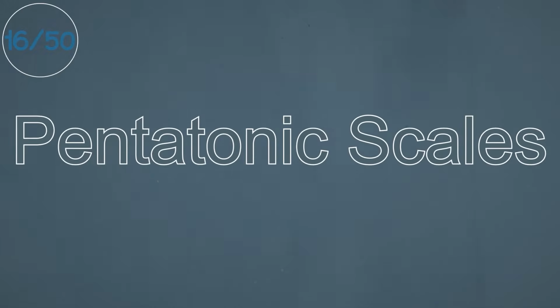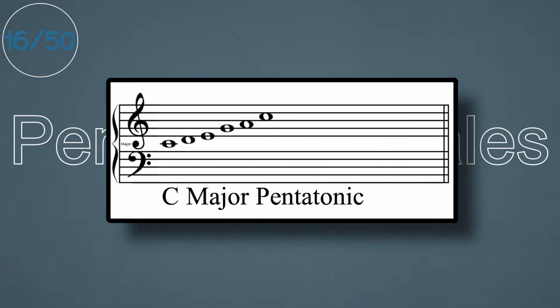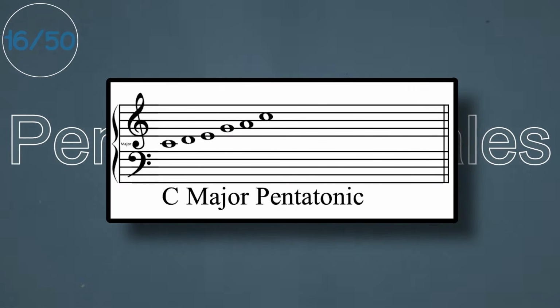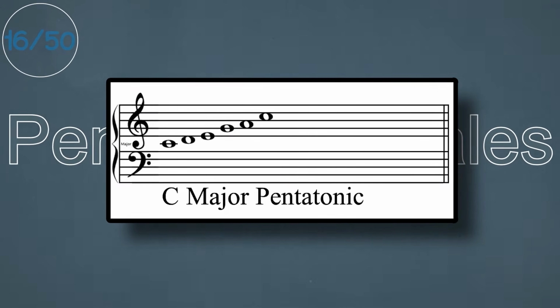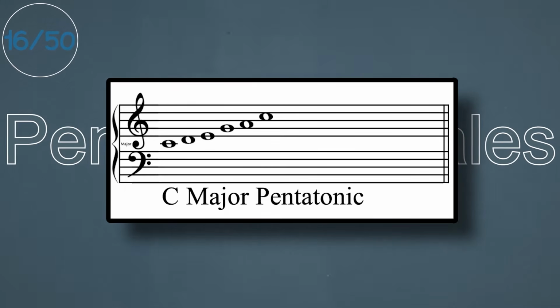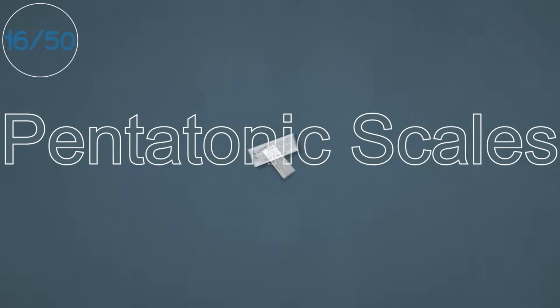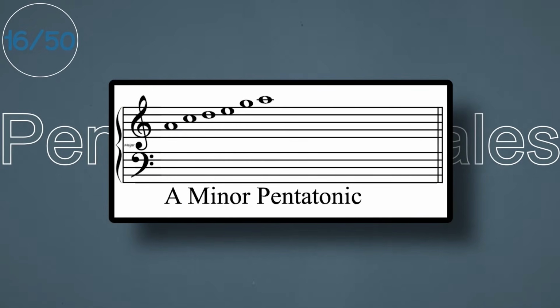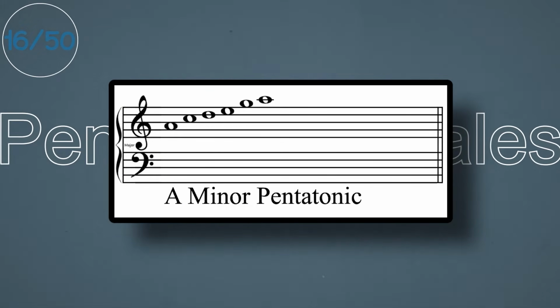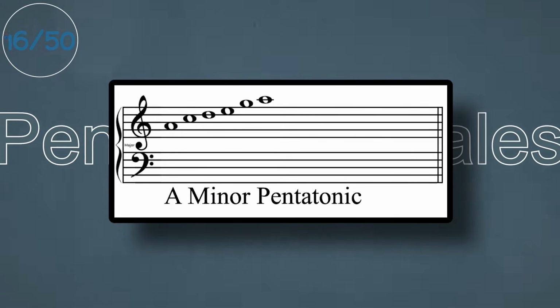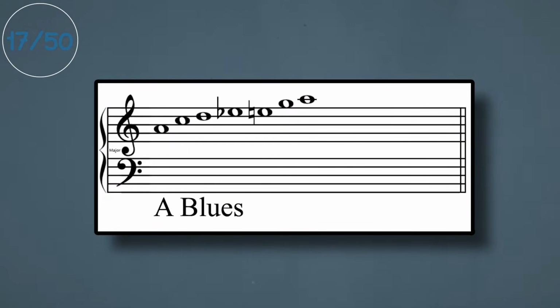Pentatonic scales contain 5 notes per octave. The most common forms you'll see are the major pentatonic, which contains the notes 1, 2, 3, 5, 6 of the major scale, and the minor pentatonic, which is the major pentatonic if you started on the 6th degree. The blues scale is the same as the minor pentatonic scale, just with a flat 5th in between the 4th and 5th degrees.